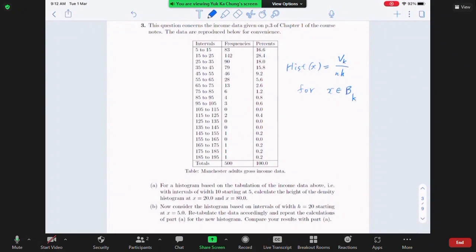Under a density histogram, the vertical scale is not the frequency. The vertical scale is not the proportion. The vertical scale is the proportion per unit interval, which is obtained according to this formula. The height of the rectangular block, the density at the point x, is equal to the frequency divided by the sample size and the width of the class interval that x belongs to. So this is the formula for us to compute the density.